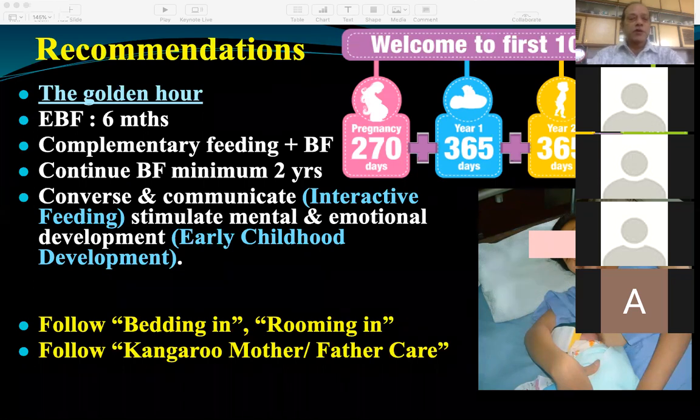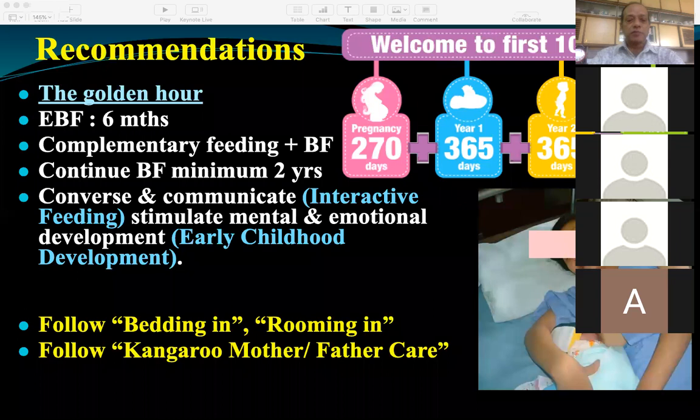During breastfeeding or during any feeding, the mother should converse and communicate with the child. This is known as interactive feeding, and this is important because it stimulates mental and emotional development, that is known as early childhood development.